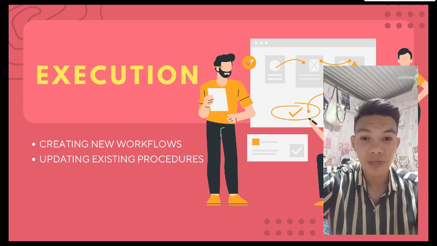So I will be tackling the basics of program implementation, which is the execution. Please allow me to read the definition of execution. It carries out the tasks outlined in the plan. This might involve a process like creating new workflows, updating existing procedures, or implementing new software. In behalf of its definition, it is sometimes called project implementation.